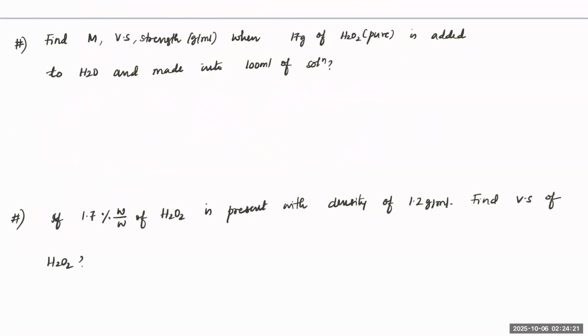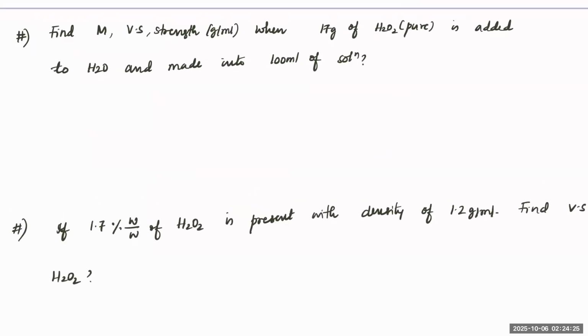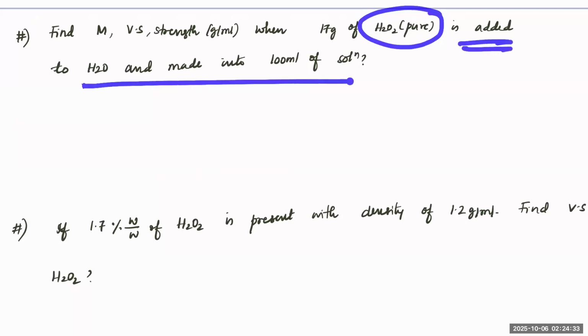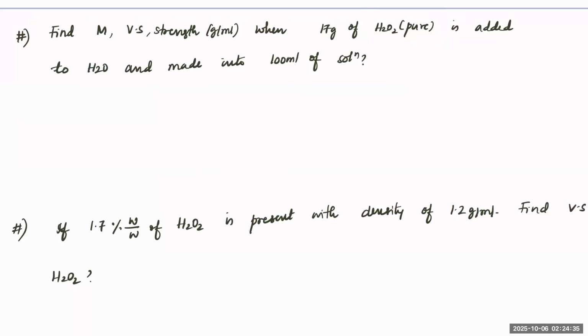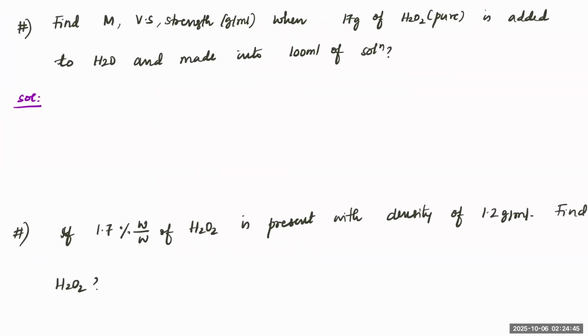Right. Let's quickly go through these questions now. Find molarity and volume strength when 17 gram of pure peroxide is added to H2O and made into 100 ml of solution. So first, based on the information, we can easily calculate what is the molarity. Okay, so we'll start with that first.